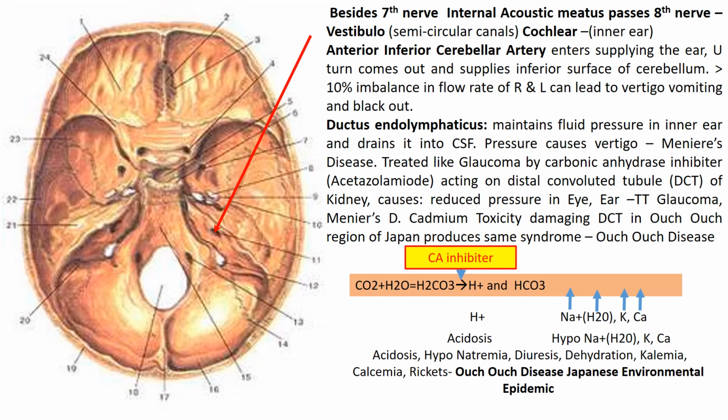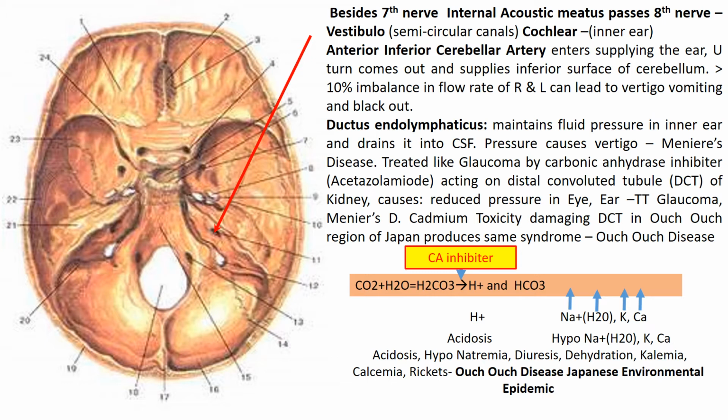So as aqueous humor can't drain through the canal of Schlemm in the eye and causes glaucoma, here if it cannot drain properly, it causes a condition called Meniere's disease, which is characterized by vertigo and vomiting aggravated by moving. It is treated like glaucoma by a carbonic anhydrase inhibitor, acetazolamide, which acts on the distal convoluted tubule of the kidney and causes reduction of pressure in the eye and the ear. That means treatment of glaucoma and Meniere's syndrome.